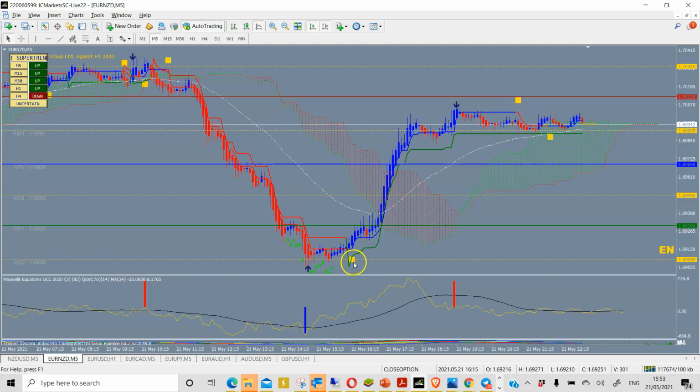You can see even the euro got a bit of strength against the New Zealand pair. It was no match because New Zealand was just gone. The Kiwi was just gone. So this is another great way of showing you a graphical representation of when things change.